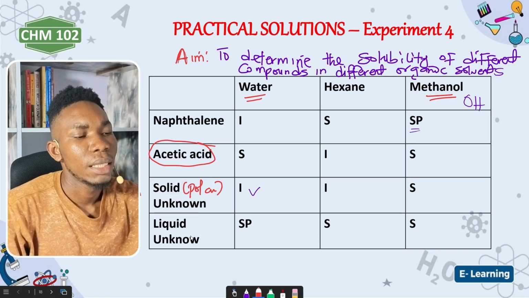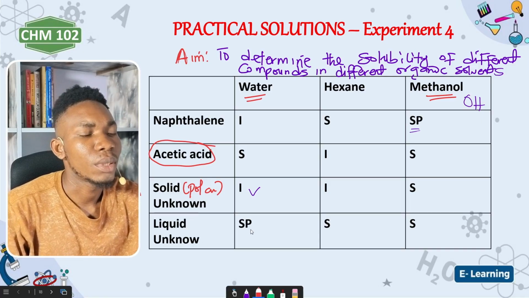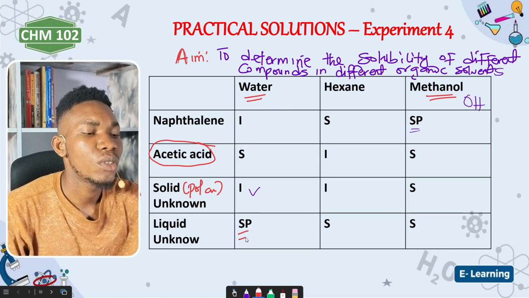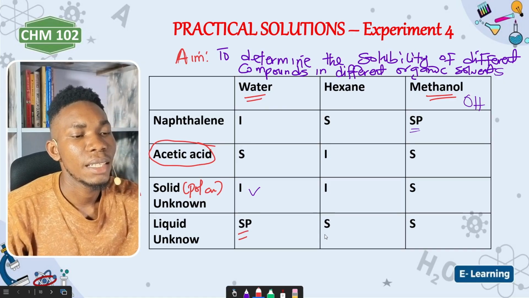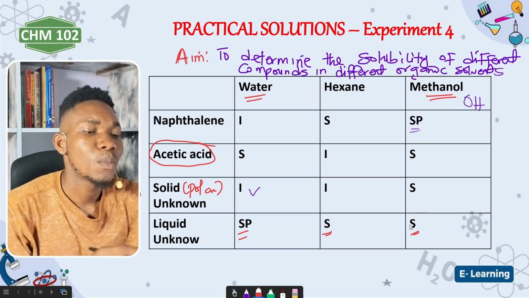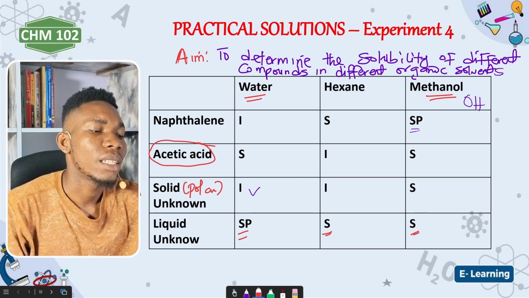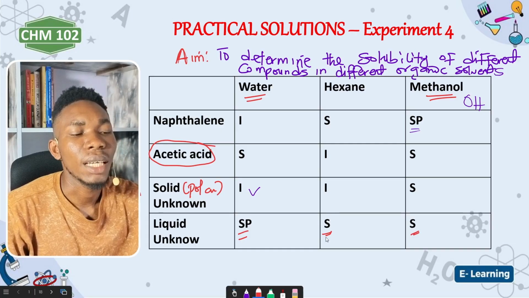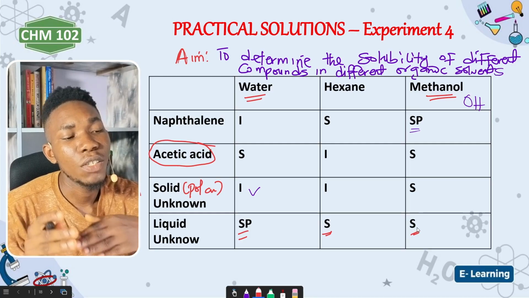All right. Then for this liquid unknown, say in water it is sparingly soluble, in hexane it is soluble, in methanol it is soluble. For this particular one, we can say that the compound is what? Non-polar. Why? Because it is quite soluble in what? Hexane. Are you getting it?